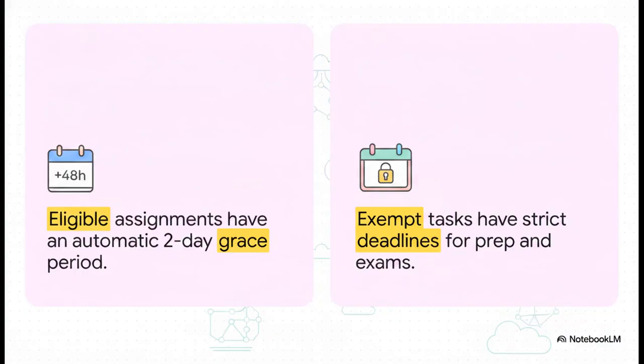So how does this tie into flexibility? Well, we all know technical debugging is wildly unpredictable. We've all been stuck staring at a single line of code for hours, right? Because of that, you get an automatic 48-hour grace period for eligible assignments, which includes your hands-on labs and project milestones. You can submit up to 2 days late, 0 penalty. But keep in mind, exempt tasks, time-sensitive things like pre-class reading, the final exam, or project presentations do not get this grace period. Those have to be in strictly by the Canvas deadline.